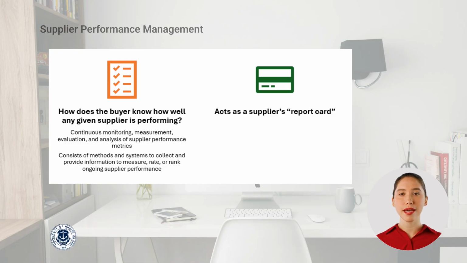So, how does a buyer know how well a supplier is performing? Companies continuously monitor, measure, evaluate, and analyze supplier performance metrics. They use systems that collect and provide information to measure, rate, and rank ongoing supplier performance. So, supplier performance management functions like a report card for suppliers.